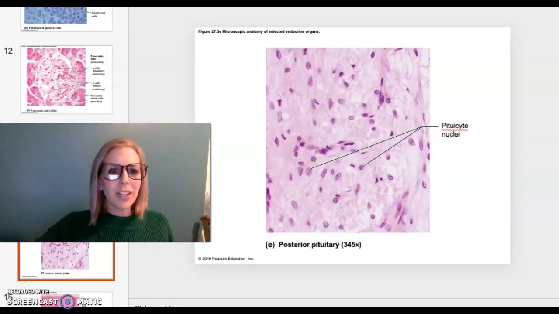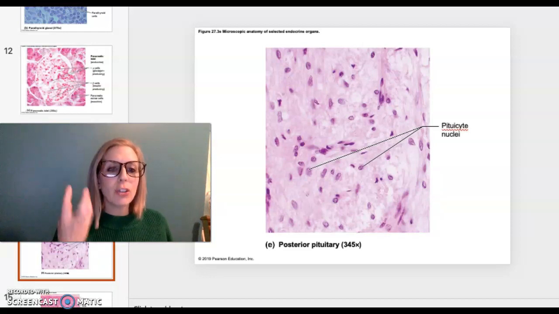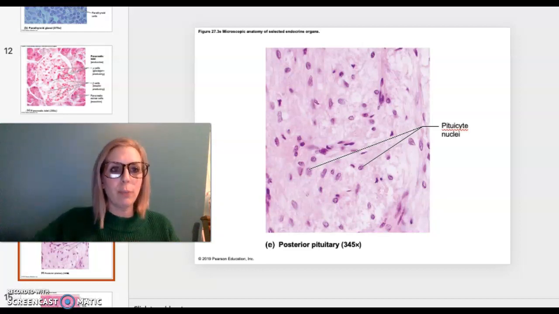Now, the posterior pituitary looks very different. Again, it's this neural tissue. The hypothalamus is producing the ADH and the oxytocin that will then be stored in this neural tissue of the posterior pituitary. Okay, so we have some neural tissue in here. We have our pituicytes, but our hypothalamic neurons that are producing the ADH and the oxytocin will then send it to this posterior pituitary for storage. So there's not production going on here. It's just a storage before secretion.